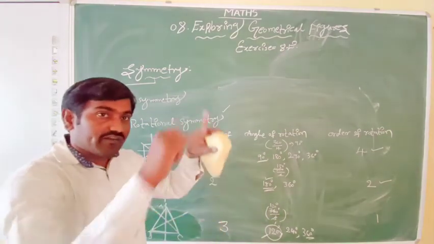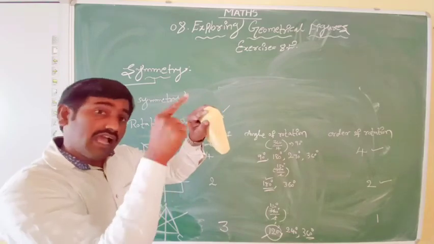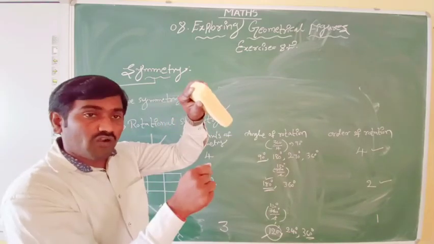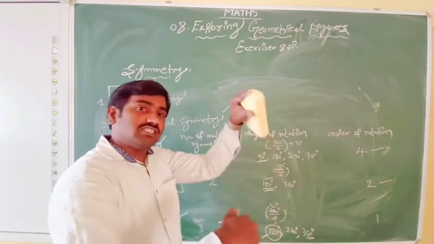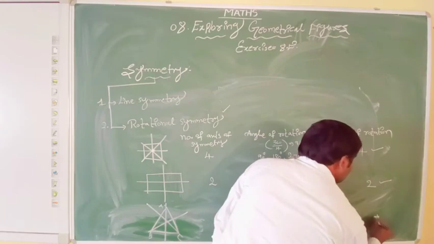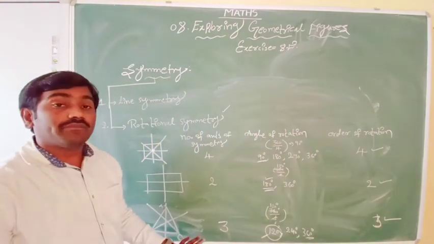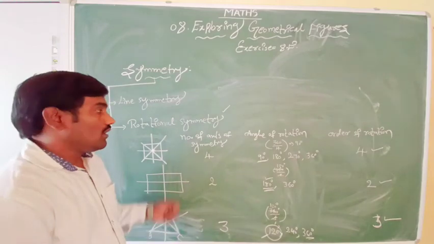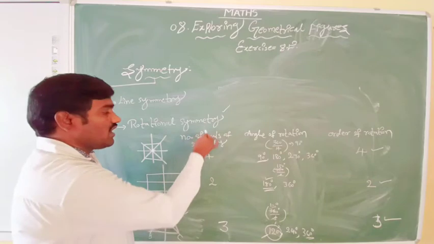That means if you take an equilateral triangle and rotate it by 120 degrees, it looks the same as before. Again at 240 degrees, double of 120, it looks the same. At 360 degrees again it looks the same. So how many times does it look the same? 3 times. So an equilateral triangle is also a rotational symmetry. Okay, I hope you understood the meaning of axis of symmetry.